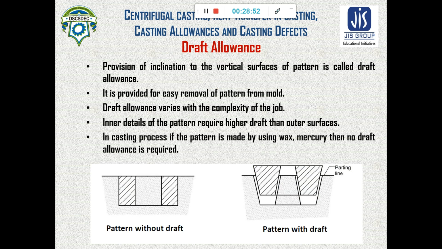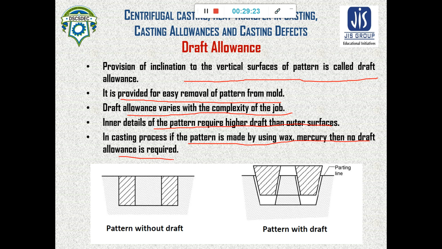Draft allowance is provision of inclination to the vertical surfaces of the pattern, called draft allowance. Why is it provided? Draft allowance is provided for easy removal of the pattern from the mold. It varies with the complexity of the job, and inner detail of the pattern requires higher draft than the outer surface. In casting process, if the pattern is made using wax or mercury, then no draft allowance is required.